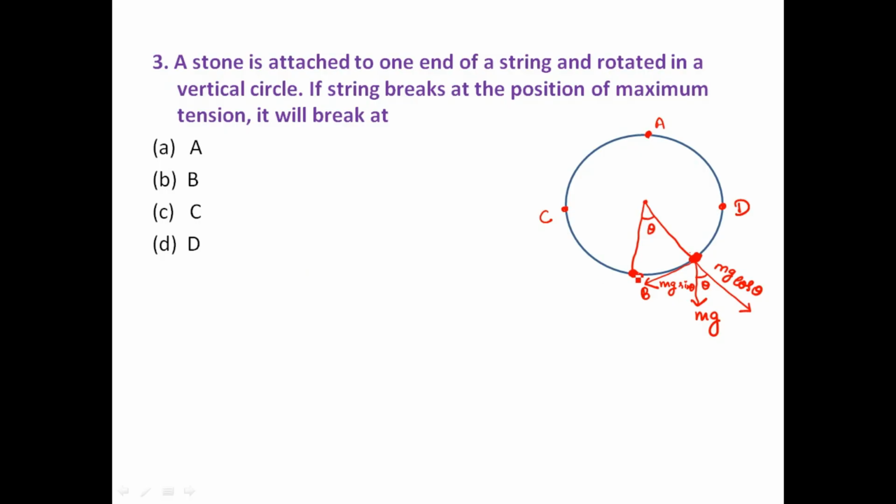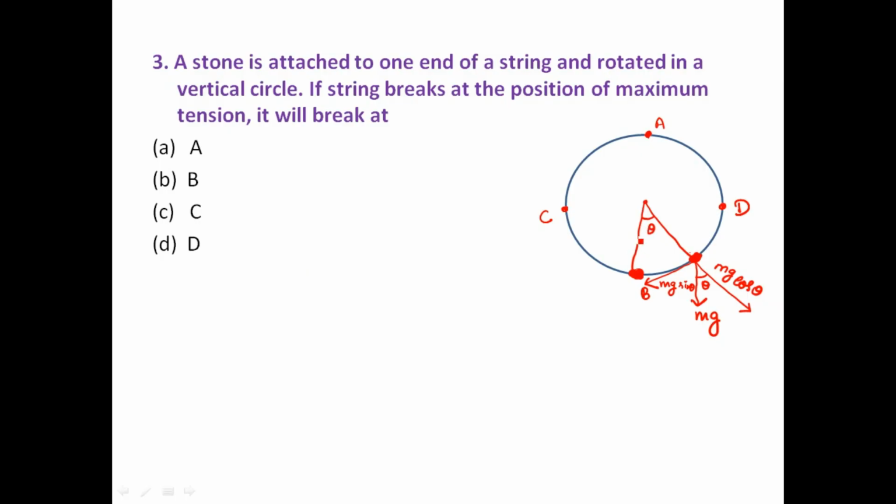Now, let us assume the initial position of the string was over here. Initially, the stone was over here along with the string. And what about the value of theta? It will be 0, right? Later, when it came to this position, the value of theta went on increasing.